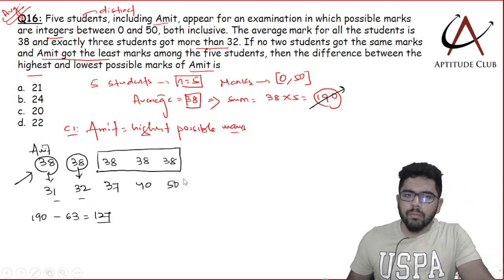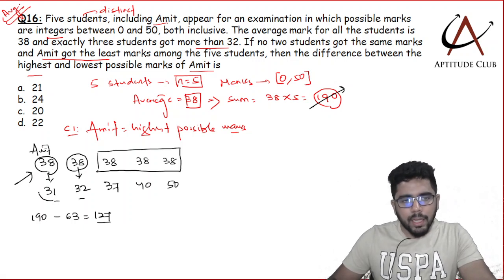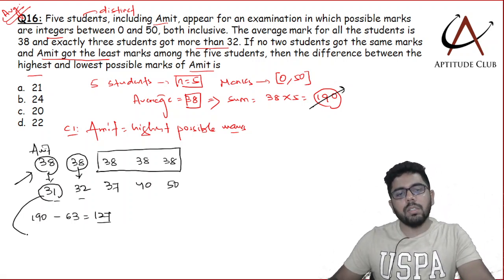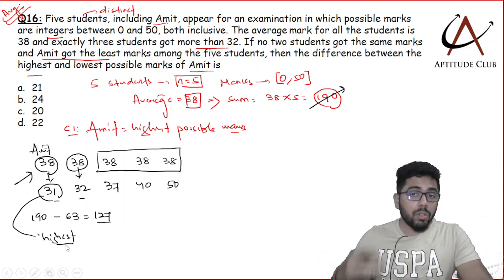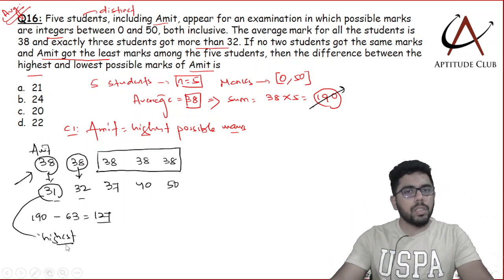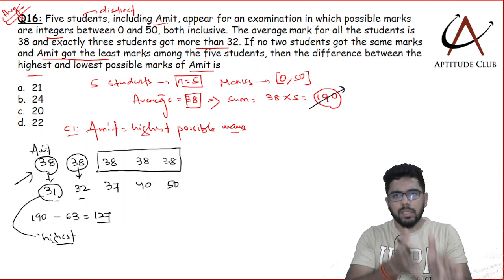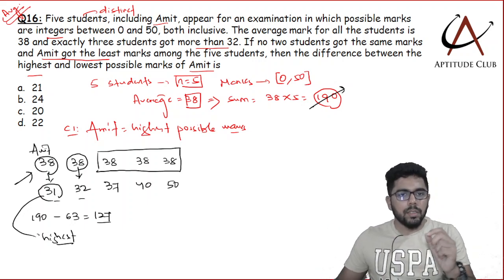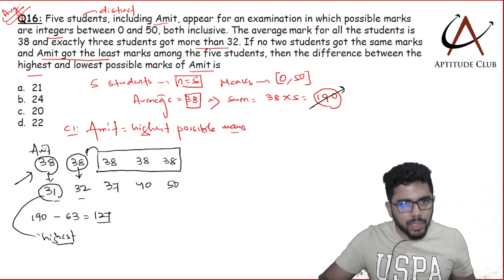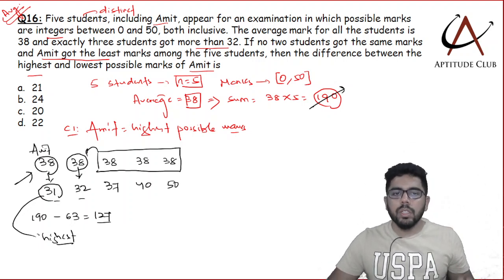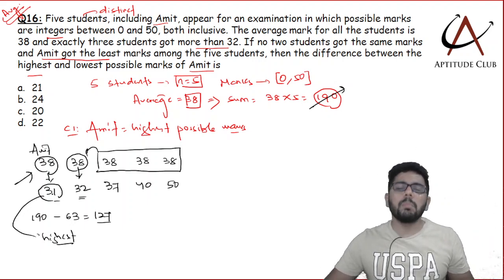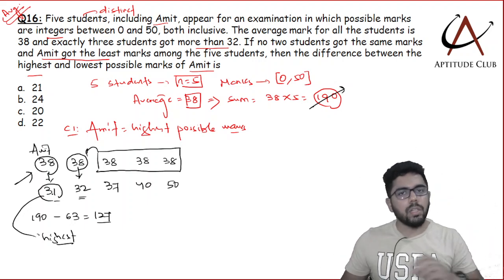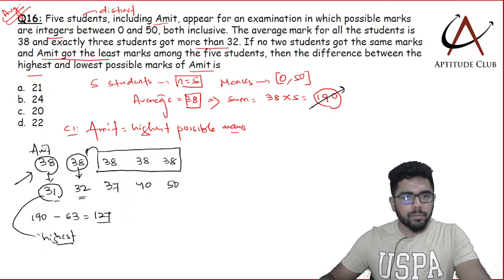Possible. And I'm seeing that I cannot have more than 31 for Amit, because only 3 people will score more than 32. So if you start from the least also, 33, 34, 35, this second person has to have maximum 32. This first person cannot go beyond 32. So if this is 32, Amit's maximum has to be 31. It cannot be beyond that.